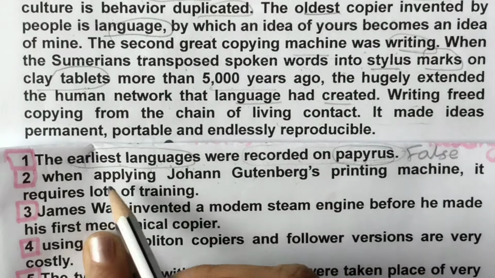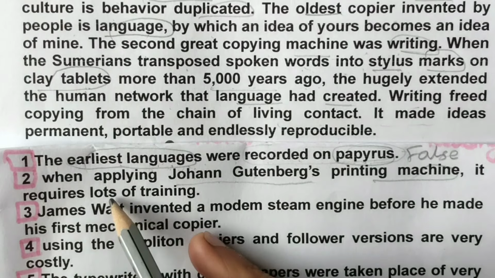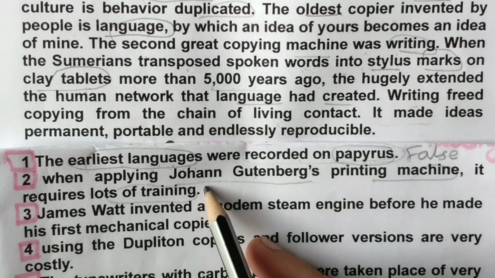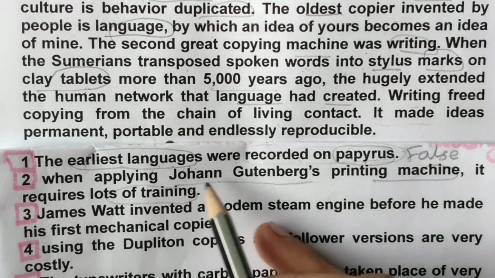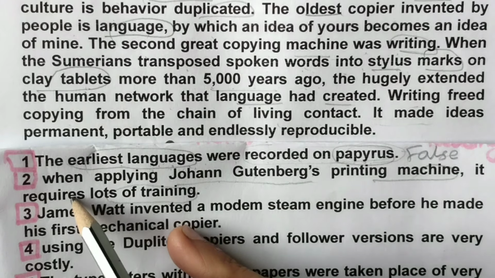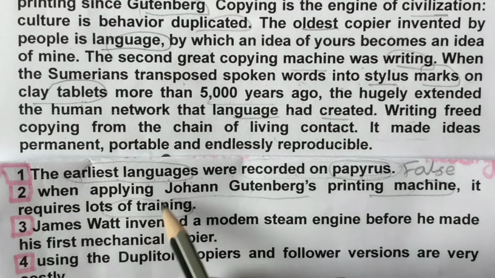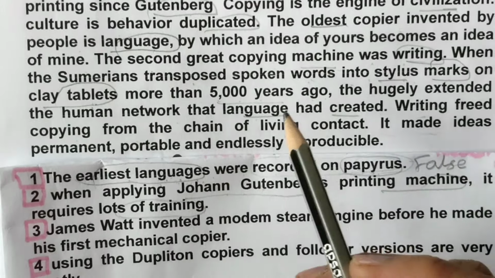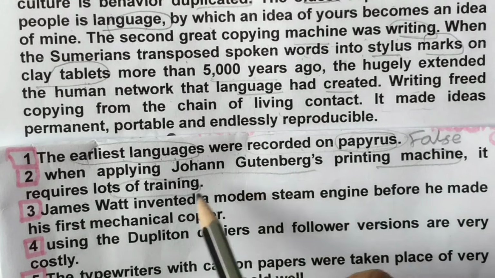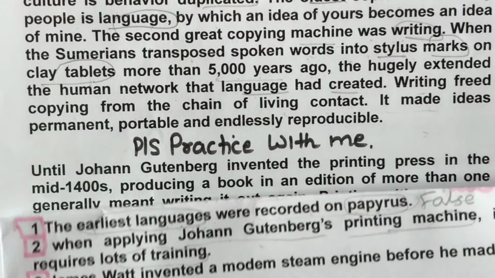So the second question: when applying, Johannes Gutenberg's printing machine requires a lot of training. If it requires a lot of training, then it will be true. If they are not talking about any lot of training, then not given. And if they are saying it requires something else, then it will be false. Okay, so Gutenberg they were talking about here, but yes, what I told you, where you will get the location of the first question, after that you will get the second question location. So Gutenberg, actually they were talking here also, but let's read it in the next paragraph.